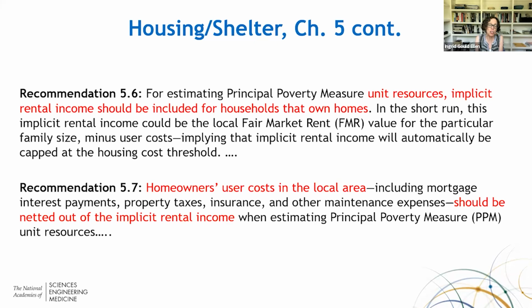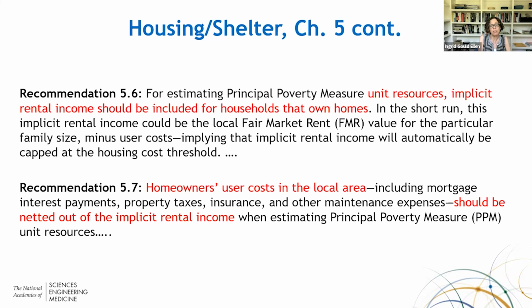And we talk in the report about different ways of capturing this, but in the short run, the easiest thing the Census Bureau could do would be to simply use the fair market rent in calculating for the local market and household size to calculate the implicit rent that homeowners are basically paying to themselves or earning. This would be consistent with the use of fair market rents in calculating the threshold cost of renting an acceptable quality home.